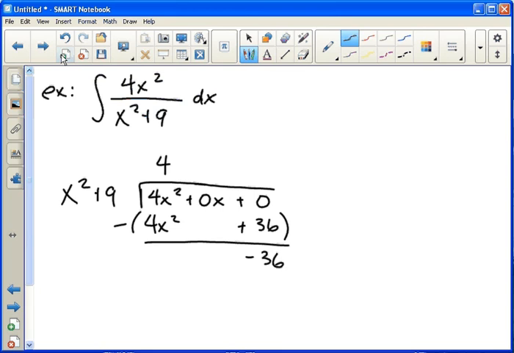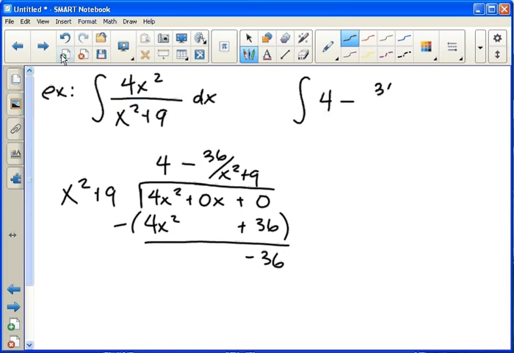X squared will not go into negative 36, so that's our remainder. So we have negative 36 over x squared plus 9 is our remainder. Okay, so we can rewrite it now. Instead of 4x squared over x squared plus 9, we can write it as 4 minus 36 over x squared plus 9.